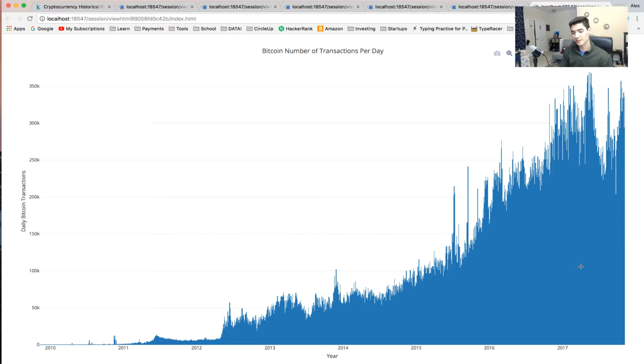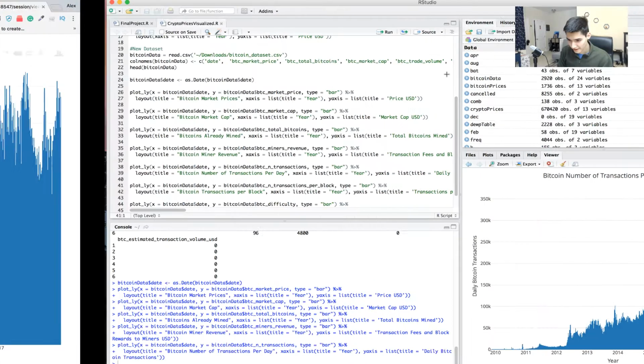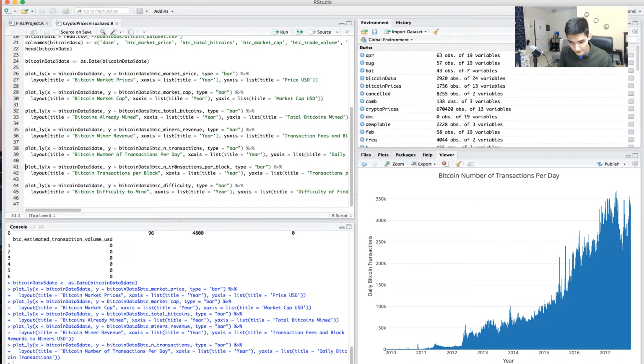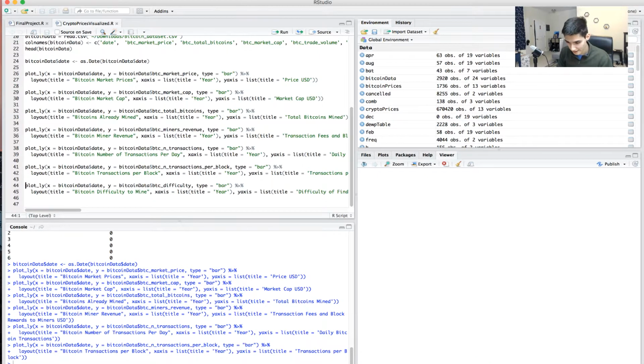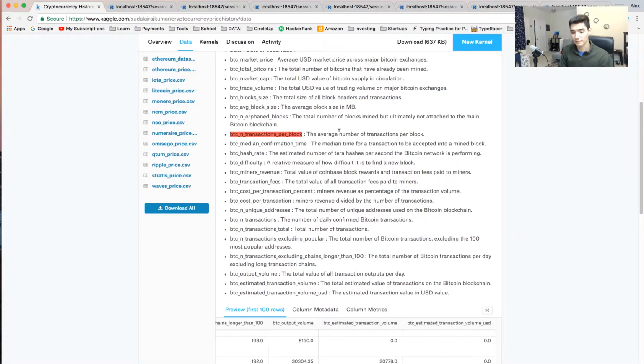And again, if I'm going too fast with any of this, you can really soak it in by just pausing the video, looking at the X and Y axis, and comparing the graphs throughout the video. Okay, I've got a few more here. This is the Bitcoin transactions per block. Let's check this out. The Bitcoin transactions per block column describes the average number of transactions per block.